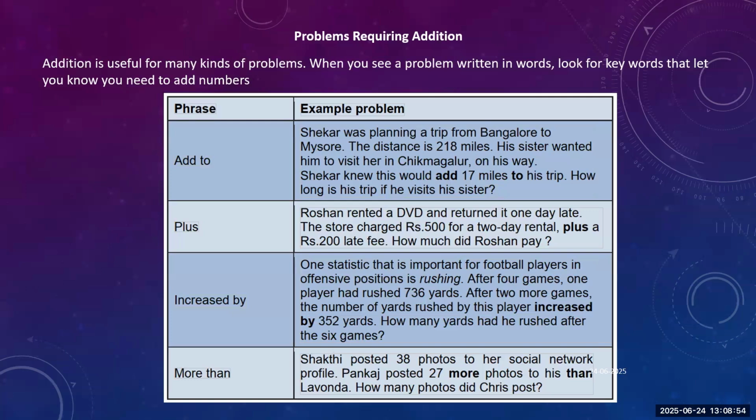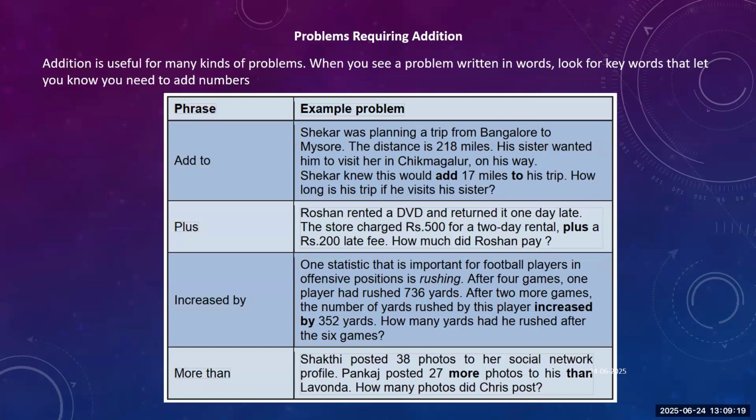If the word plus comes, as in: Roshan rented a DVD and returned it 1 day late. The store charged 500 for a 2 day rental plus a 200 late fee. How much did Roshan pay? Here the word plus indicates that you will have to add. 500 plus 200 is the payment done by Roshan, that is 700.